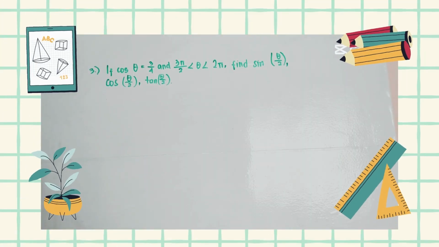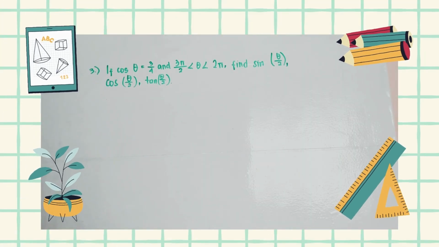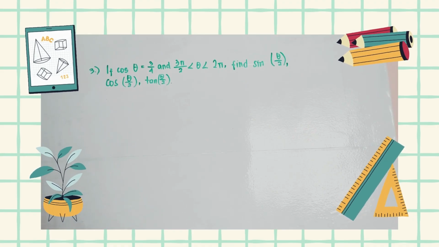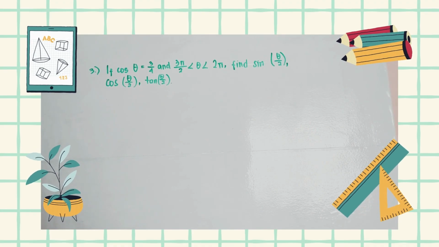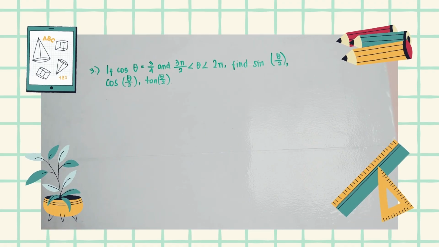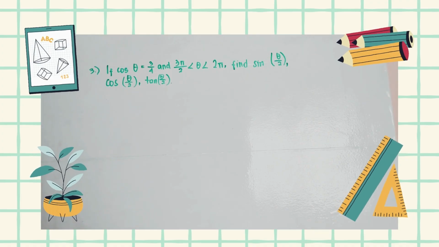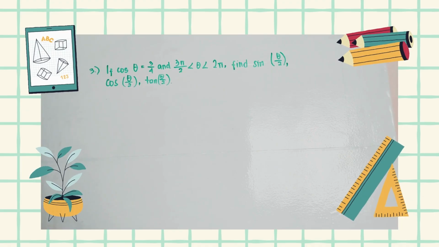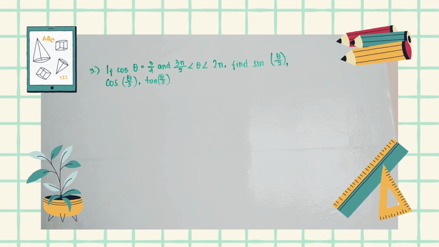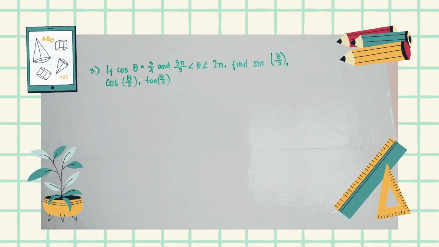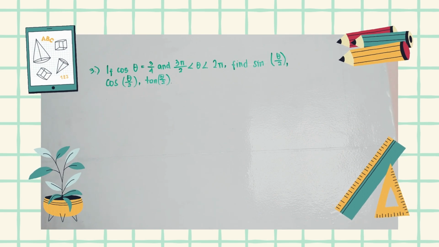For the last example, we're going to find exact values of sine, cosine, and tangent of half an angle when we're only given the cosine of the full angle. Let's solve for sine theta over 2, cosine theta over 2, and tangent theta over 2, in which we are given cosine theta is equal to 3/4, and the angle theta lies in the interval 3 pi over 2 less than theta, which is also less than 2 pi.